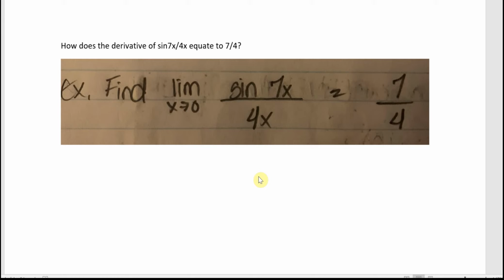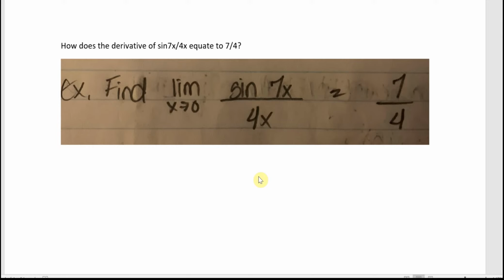So here was the first question I got with an email, and I'll be honest, I'm just a little bit confused because in the text part, it asks how does the derivative of sine of 7x over 4x equate to 7/4? But then on the handwritten example, it just says find the limit of sine of 7x over 4x equals 7/4. Well, the derivative doesn't equal 7/4 because the derivative is not going to be a constant. So I think it was just maybe a poor choice of wording or some other confusion.